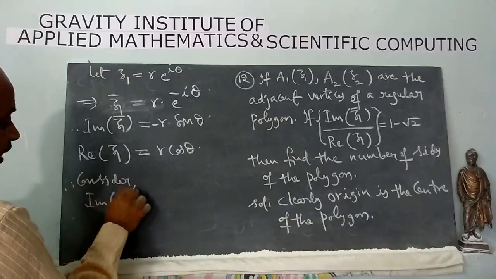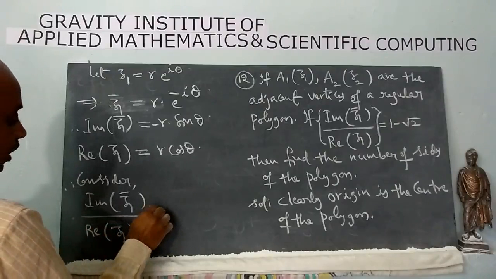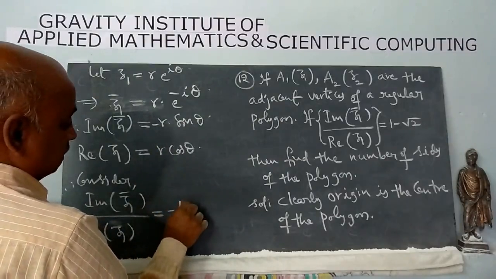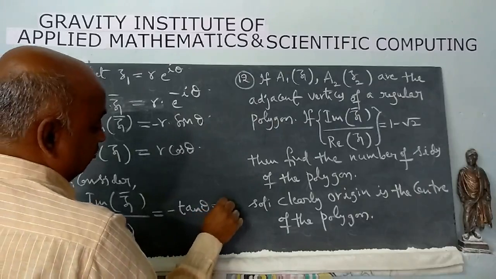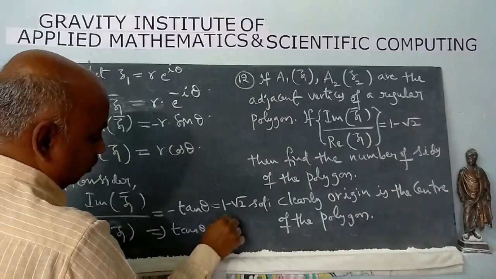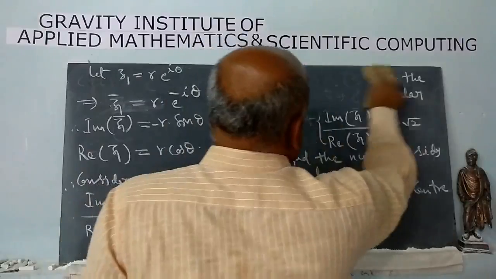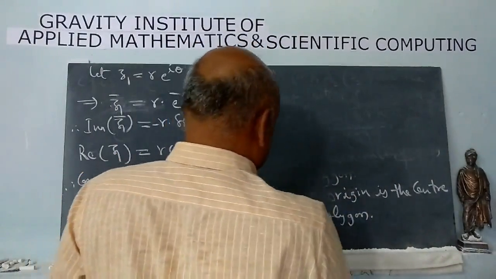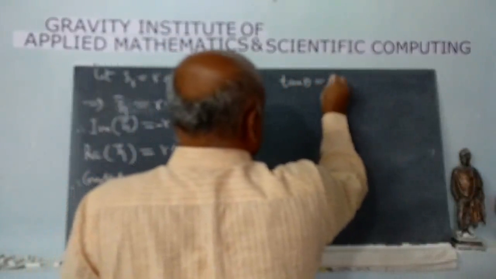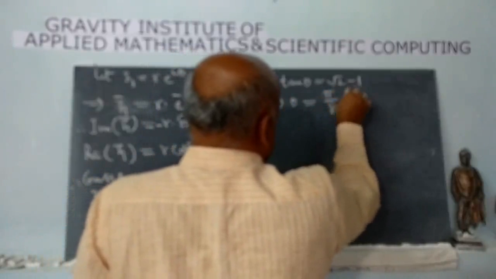Therefore, consider imaginary part of z1 bar by real part of z1, which is equal to minus r sin theta by r cos theta, which is minus tan theta. This is given as 1 minus root 2. This implies tan theta is equal to root 2 minus 1. Therefore theta is equal to pi by 8.